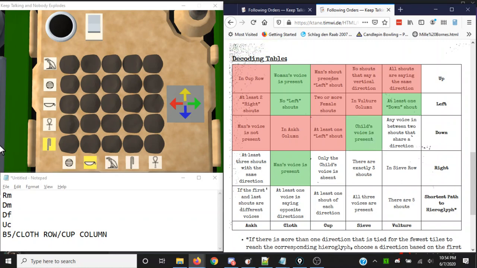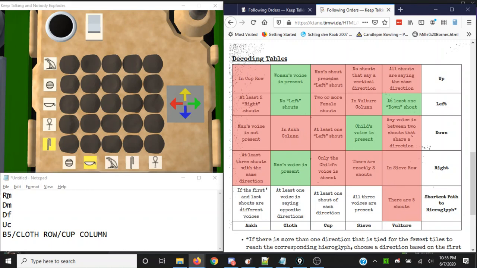Any voice in between two that share a direction? Two downs here? Nope, nothing in between them. That's false. At least three shouts of the same direction? Most you get is two with the downs. Only the child's voice is absent? Child wasn't absent. Exactly three shouts? Nope, and neither five. It was four. In the sieve row? Nope, in the cloth row.